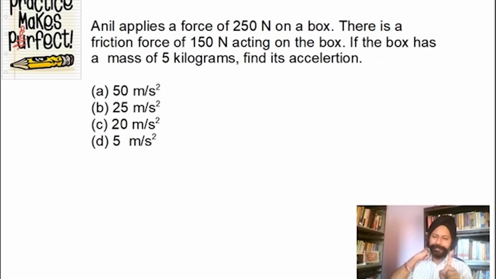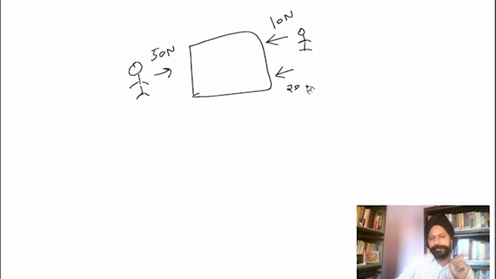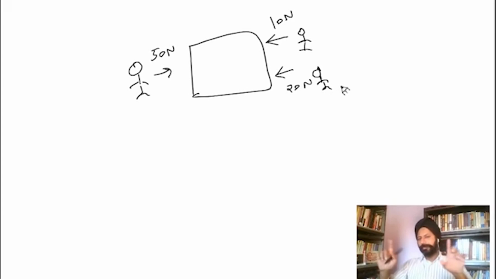F is equal to ma, F is equal to ma, the easiest rule there. Mistakes do happen. So let me explain once. This is a box. Here someone came and pushed it with 50 newtons. Okay, here someone came and pushed it with 10 newtons. Now here someone came and pushed it with 20 newtons. The mistake happens when some students say okay, 50, 10, 20 gives me 80. No. Forces are vector quantities.